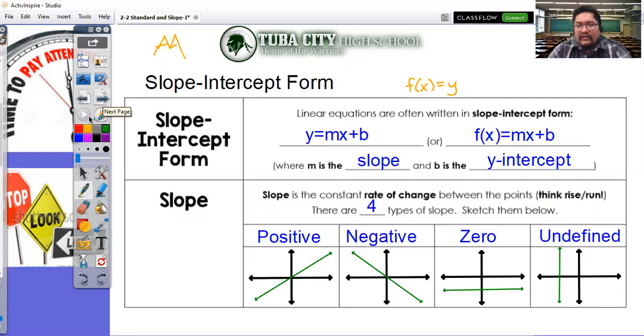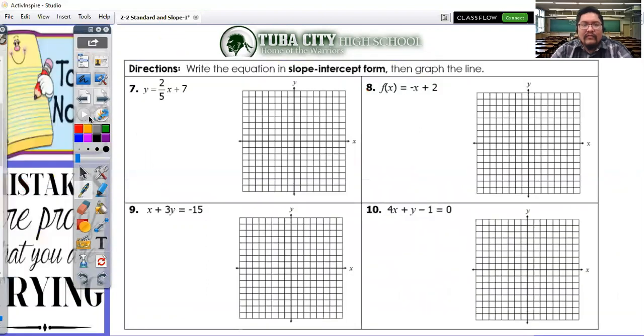And so those are the 4 types of slopes. And again, don't confuse zero with undefined. We're probably going to have some more examples on those, so I'll talk about more of those when we get there.